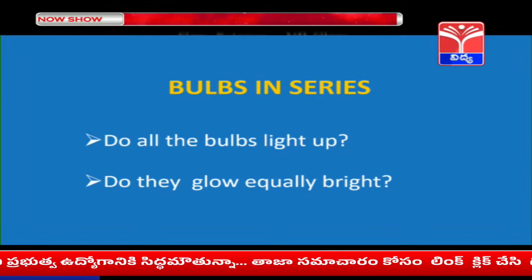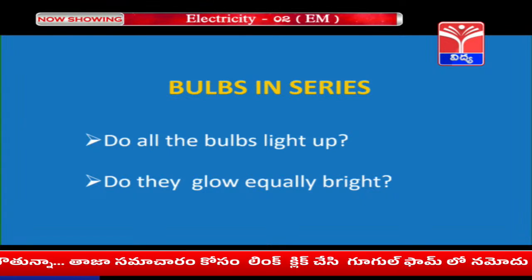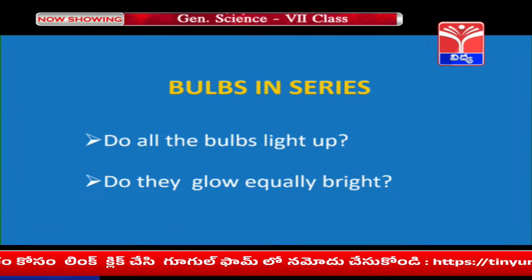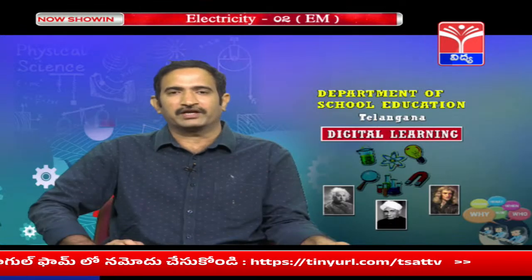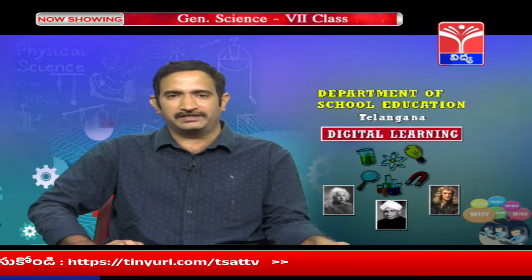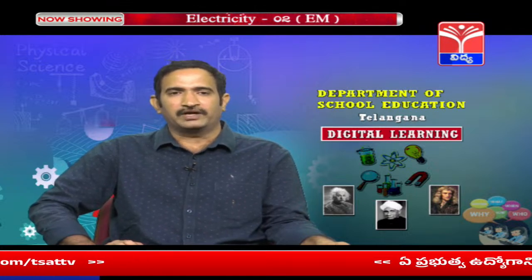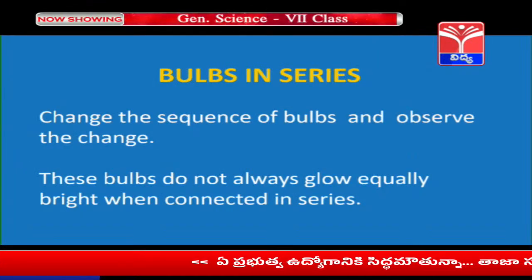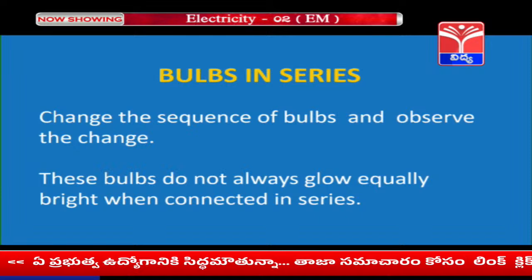Now, do all the bulbs light up? Yes, in series connection all bulbs light up, but do they glow equally bright? No, they won't glow equally bright. The first bulb will have more brightness when compared to the second bulb, and the third bulb will have a further reduction in intensity. Why is this happening? Change the sequence of the bulbs and observe the change. Now, you keep bulb 3 as 1, 2 as 3 and 1 as 2. In this case, what happens?